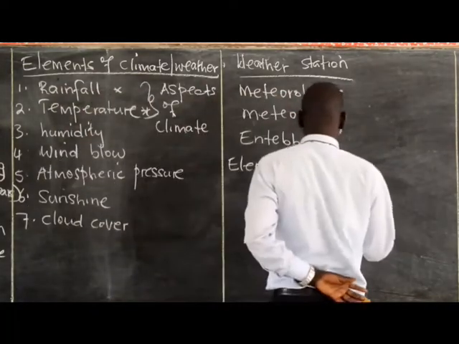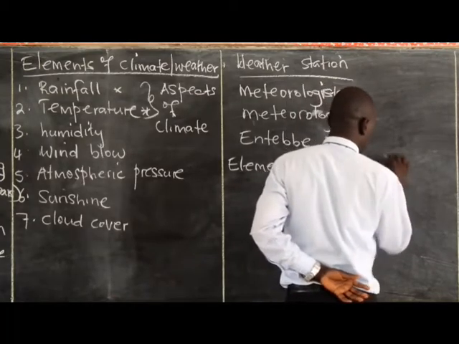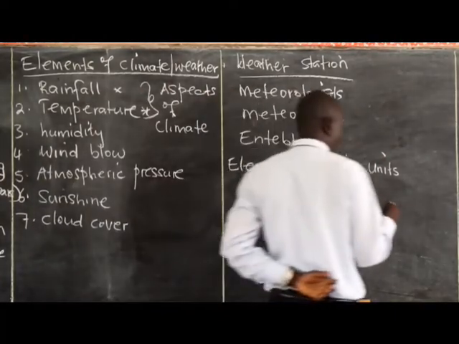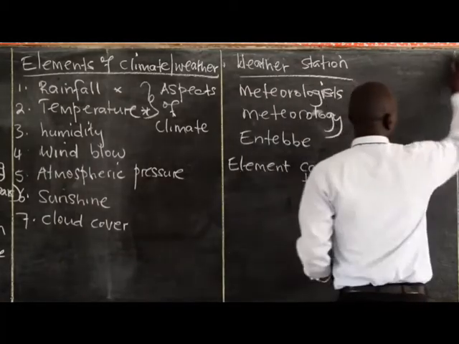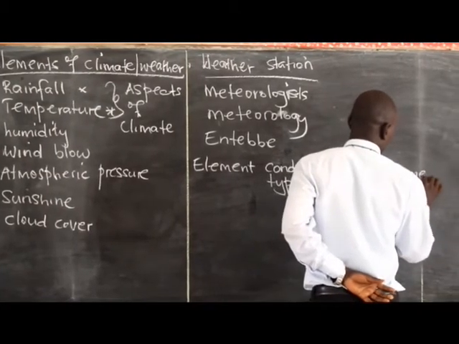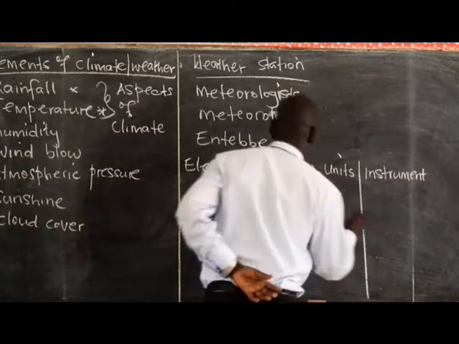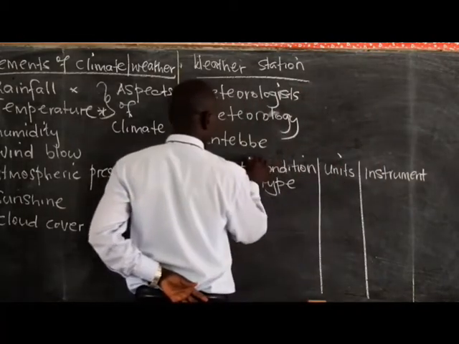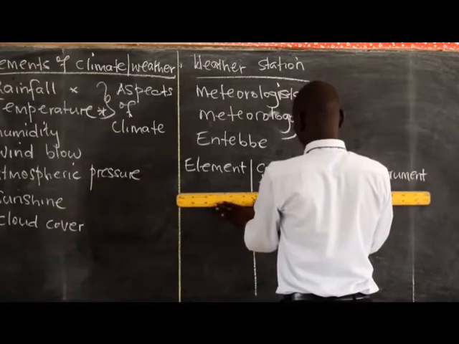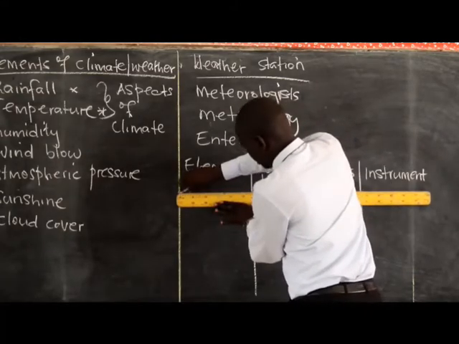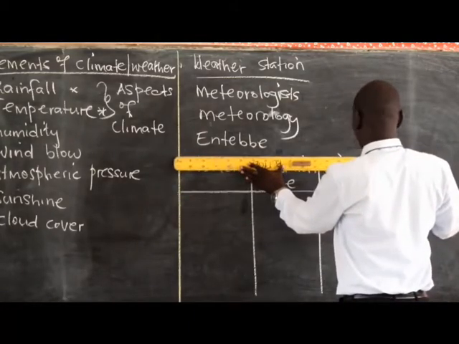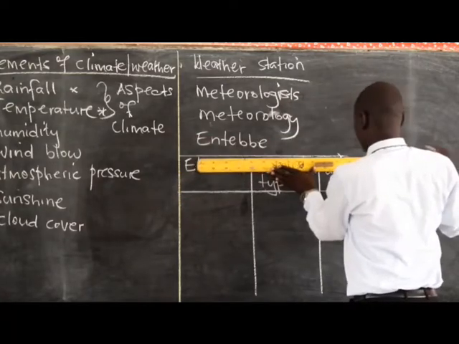Then we shall also in this table have the column for units, the units that are used in measuring these elements. Then we shall have the instruments. So I hope those who have got their books, you also bring this. Make sure you have your ruler there. So this is the table we are having.